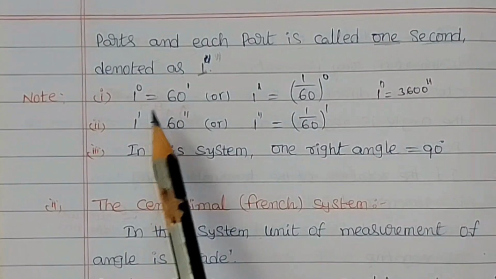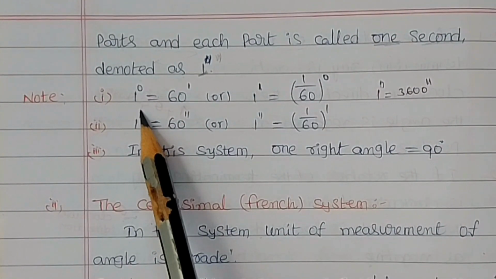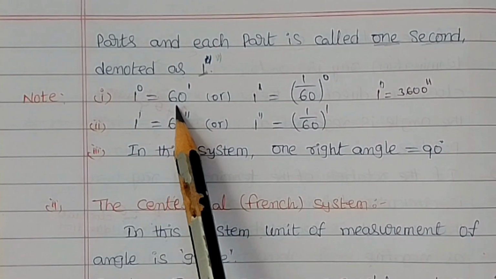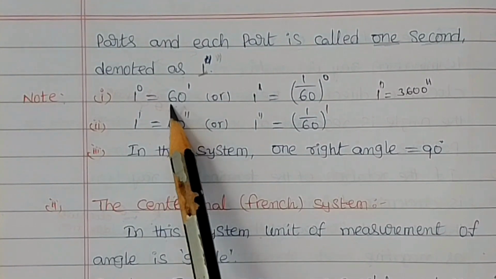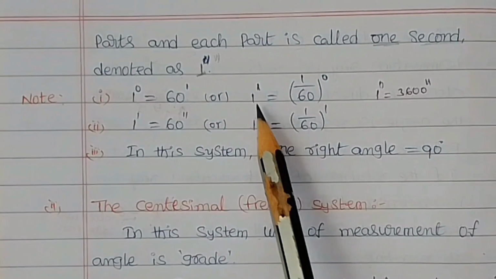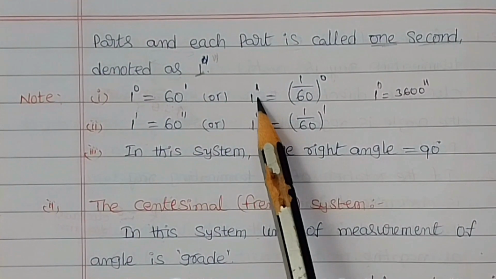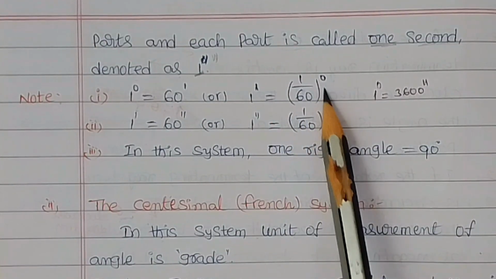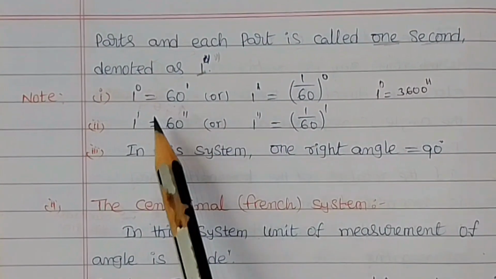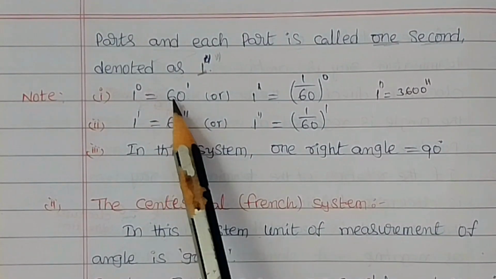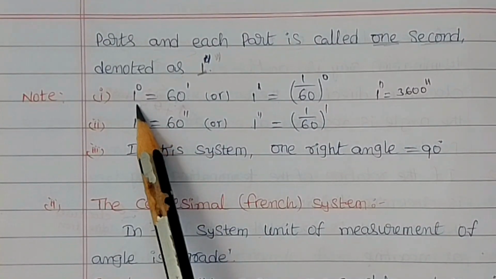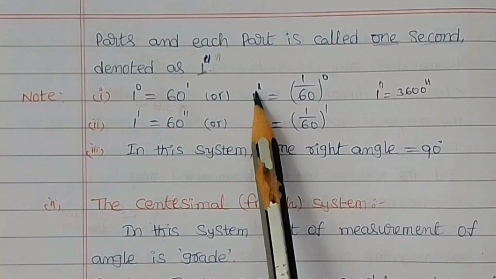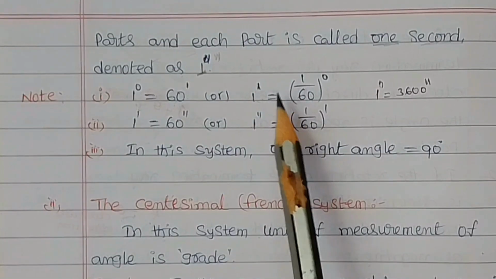Now for the note points: 1 degree equals 60 minutes, and 1 minute equals 1 by 60 degrees. Simply transposing to the left side means dividing by 60, so 1 minute equals 1 by 60 degrees.